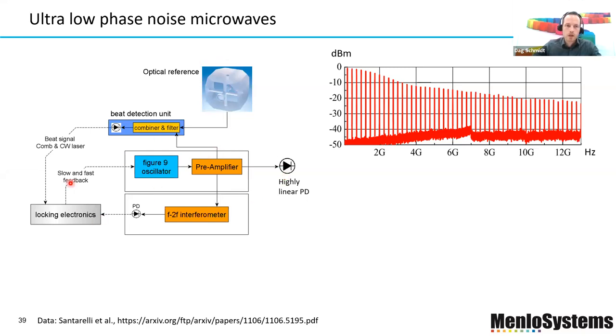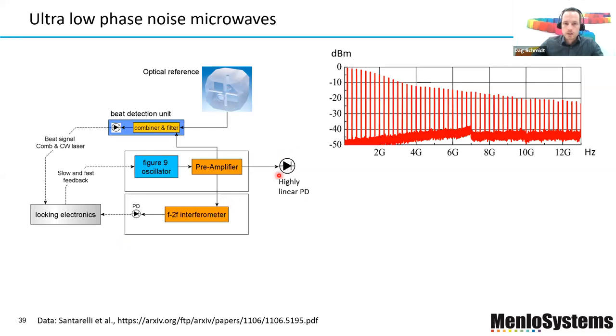As shown in the first webinar, we close the feedback loop for the repetition rate over the preamplifier and the speed detection unit. The optical reference light is superimposed with the light from the comb, and the beat signal between comb and CW laser is then used as an error signal here.